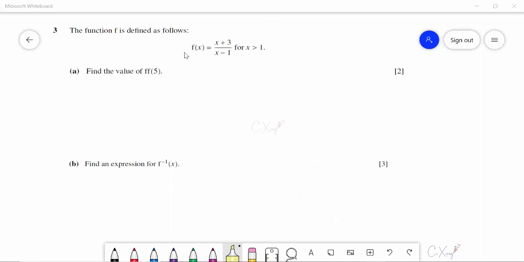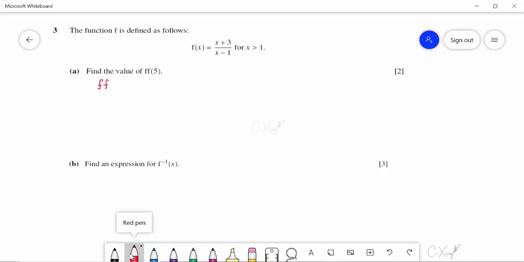Okay, then we come to question number 3. They give you a function f as defined like this, where x should be greater than 1, right? They want you to find the value of f composite f of 5. To answer this question, you have a few options.